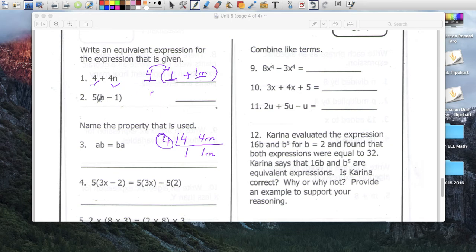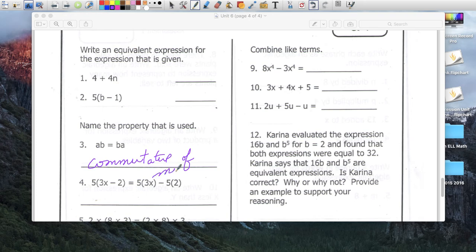Here, we're actually doing the distributive property. 5 times b is 5b. Then minus, and then 5 times 1 is 5. So there is another expression. These two expressions are identical. Name the property used. This one is the commutative property of multiplication. Changing the order in which two numbers are multiplied doesn't affect the product. Number 4 looks like, yeah, it is. This times this, and then this times that. So that is the distributive property.